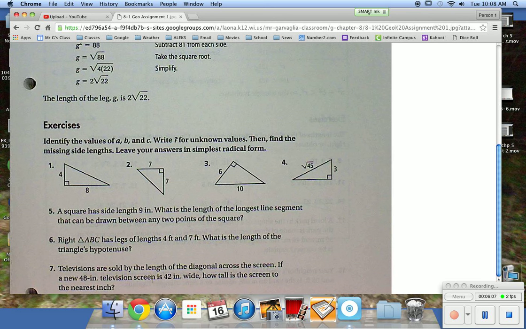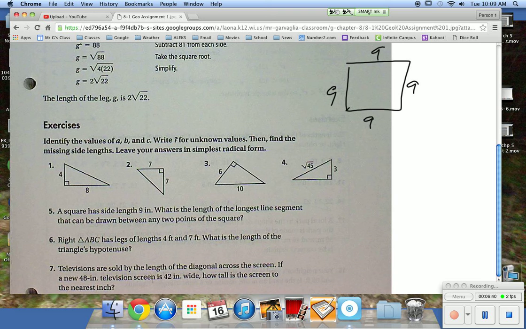A square has a side of length of 9. What is the length of the longest segment that can be drawn between any 2 points of the square? A square has a side length of 9. Okay? So it's a square. It has 4 equal sides, right? 9, 9, 9, 9.